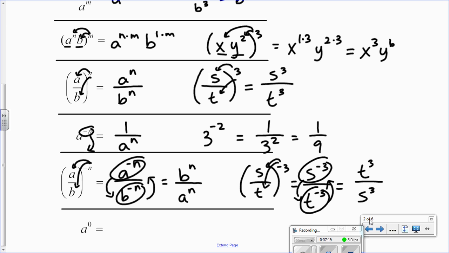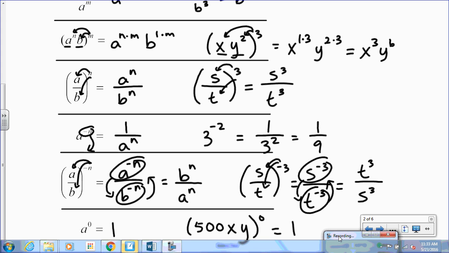Our last rule is very easy. Anything to the 0 power equals 1. So no matter if it's a number or a variable, you take it to the 0 power, it equals 1. So if I'm taking this whole entire thing, 500xy to the 0, that whole thing equals 1.